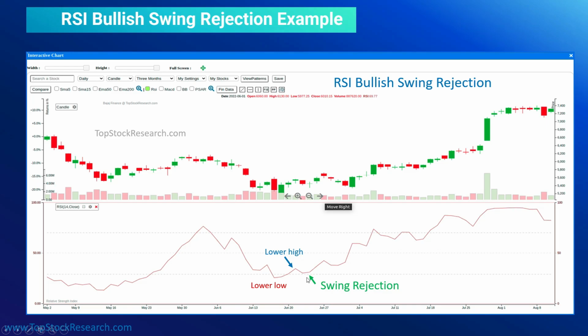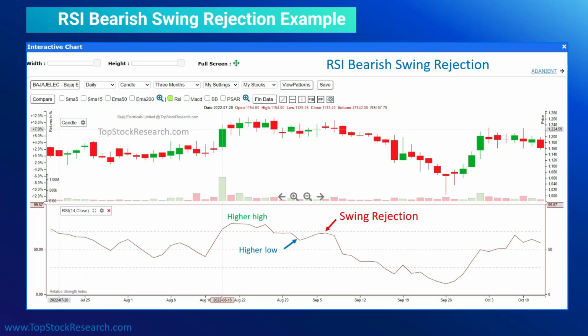Another example that we have of swing rejection is this bearish one. It was in overbought territory, came down. Again, the bulls tried to take it up but couldn't. Once it came down, the market actually came down, right? So this is bearish swing rejection, a very powerful strategy, quite a powerful strategy.